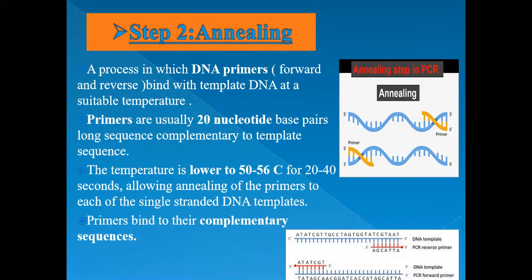Before getting into detail, do you know the meaning of annealing? Basically, this word was used in the metal industry where they heat a certain metal, increase its temperature, and then cool it. This process is called annealing, which is done to remove the internal defects of the metal. Same is the case in PCR. In the first step, we increase the temperature and in the annealing process, we decrease the temperature. We lower the temperature to 50 to 56 degrees Celsius.